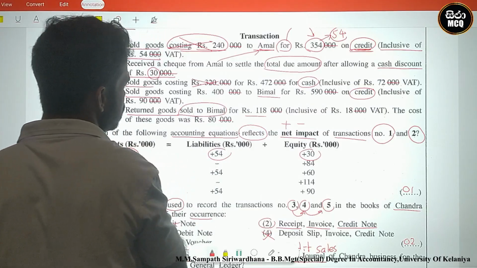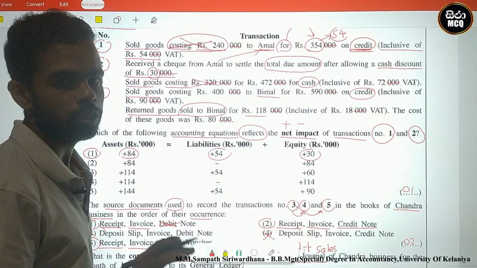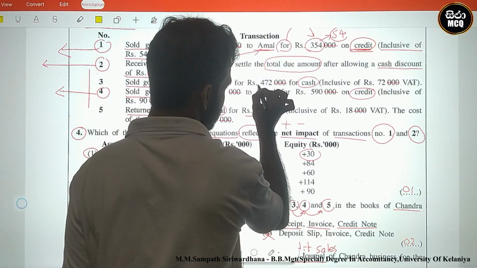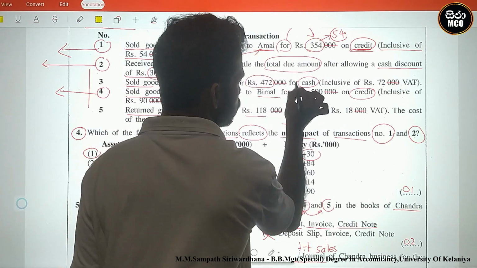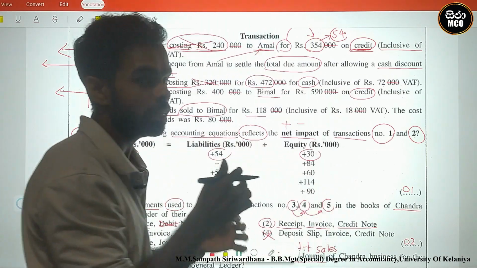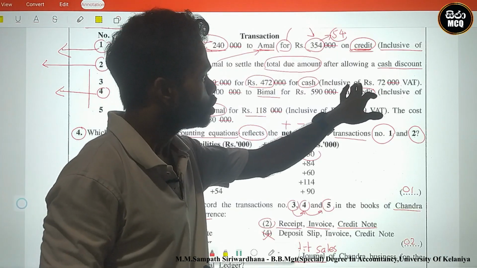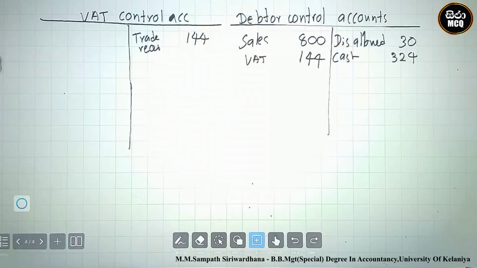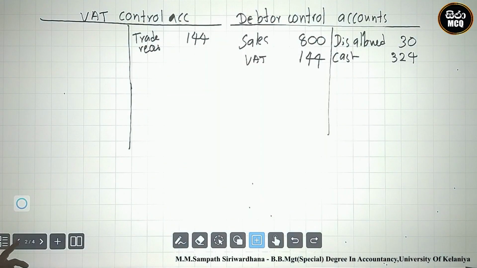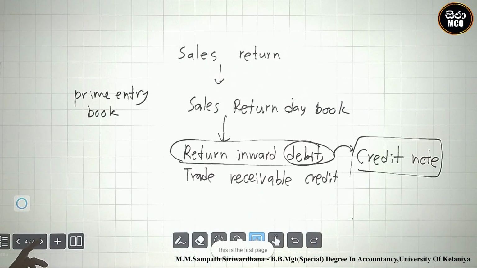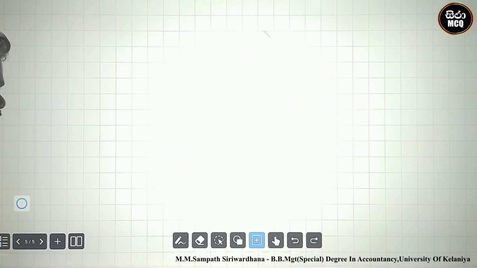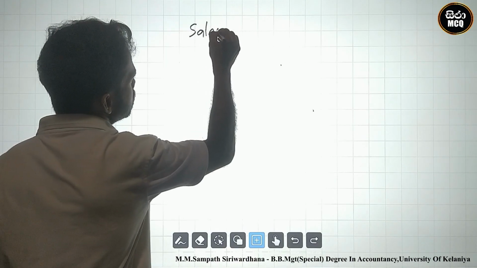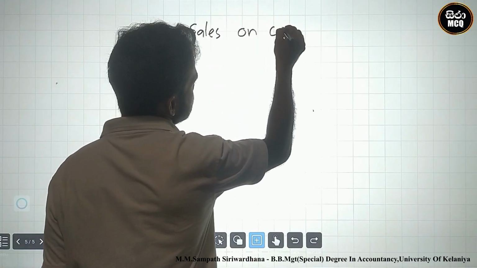Ignore the 320. Why? This is the cost. We ignore the cost. 472 for cash. This is the cash sales, inclusive of 72 VAT. Look here, this is the sales on cash basis.